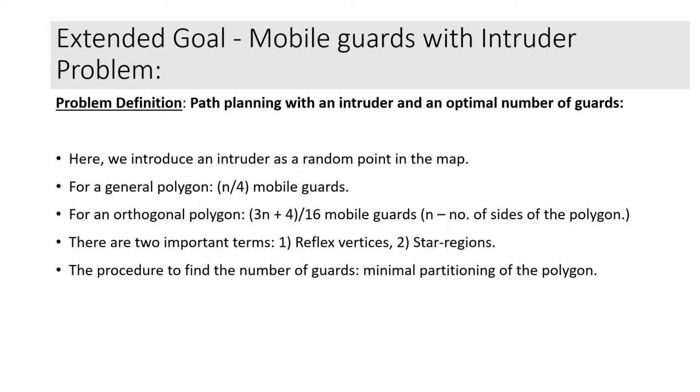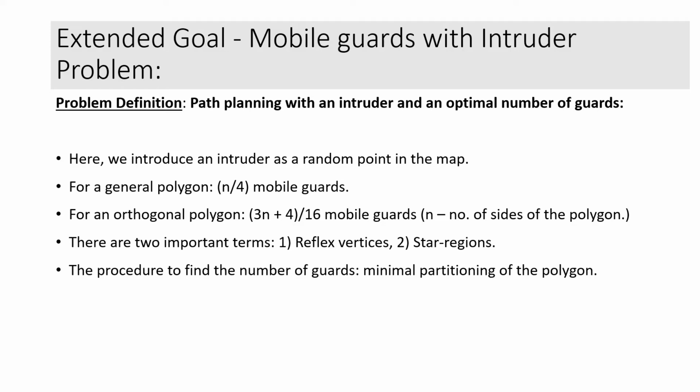Extended goal number 2 deals with introducing intruders in the presence of mobile guards in the map. Here we introduce an intruder as a random point in the map. We set a goal point for the intruder as well as a starting point within the Voronoi map.